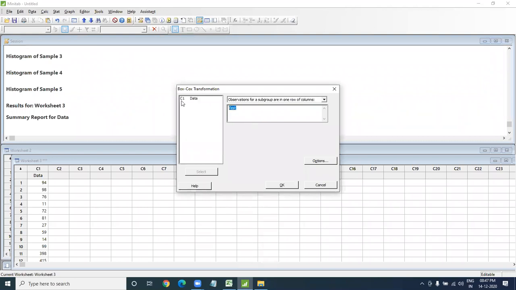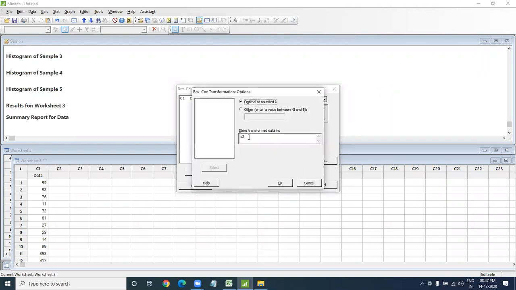Okay, let's use this data. I go to the option. It's asking where I want to save it. I want to save it under the C2 column. This data gets transformed using some lambda rule to change the data. Let's see whether it's able to store the transformed data. So I'm saying under C2.